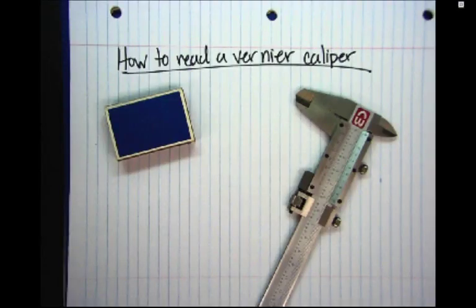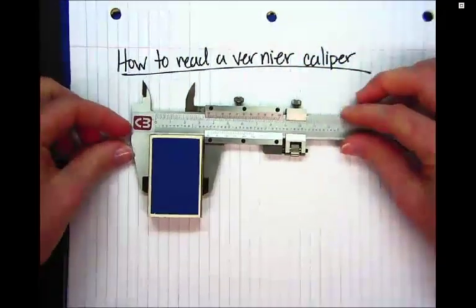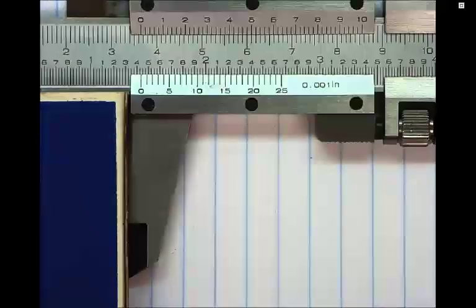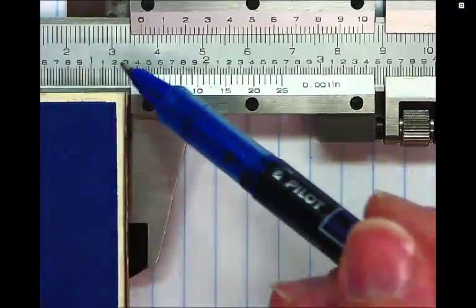All right, so let's see the vernier caliper in action. Right now, I'm going to show you how to actually read the vernier caliper. You open up your vernier caliper and put your object in there. In this case, it's the same box we were measuring before. And then you want to see where the zero on the vernier scale lines up best with the main scale.